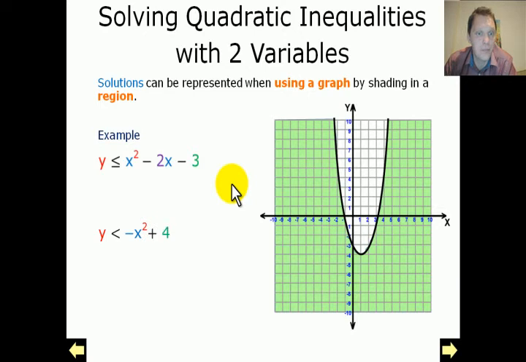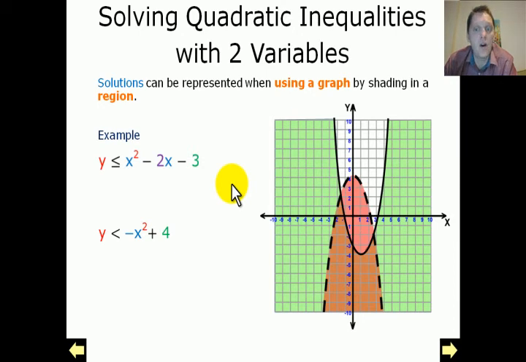As another example, I've got y being less than negative x squared plus 4, and that would look like this curve. And of course this curve would be flipped over from the other curve because I've got a negative x squared. And for this one, all of my values inside of my quadratic curve, except for the line, are part of my solution.